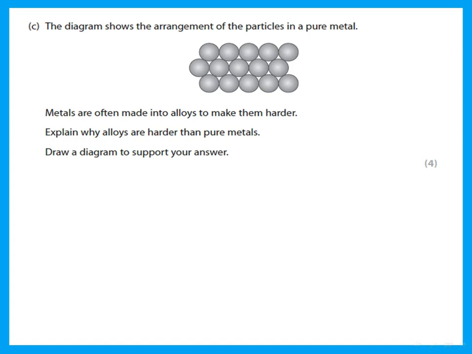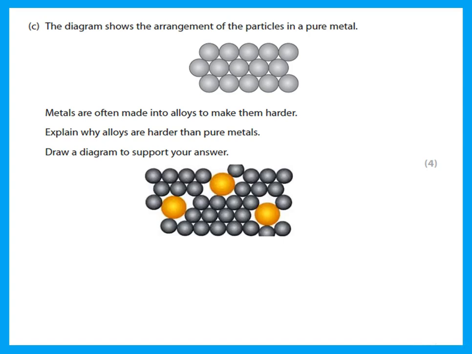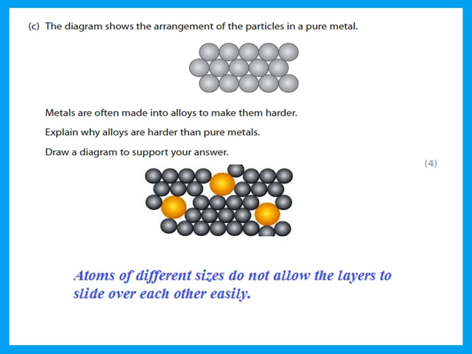And why do we use alloys? We said we use alloys because they are harder. Now he's saying explain why alloys are harder. Remember, alloys will have atoms of different sizes, and the atoms of different sizes do not allow the layers to slide over each other easily. Remember, if I tell you why are metals malleable, it is because the layers of positive ions can slide over each other. But when I have different atoms of different sizes, then the layers cannot slide over each other easily, and that makes the alloy harder.